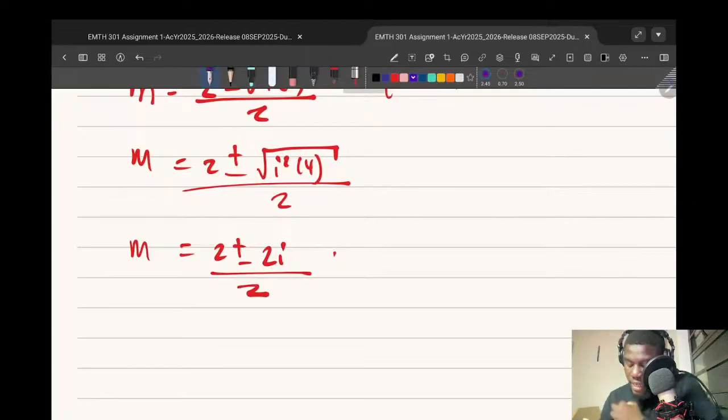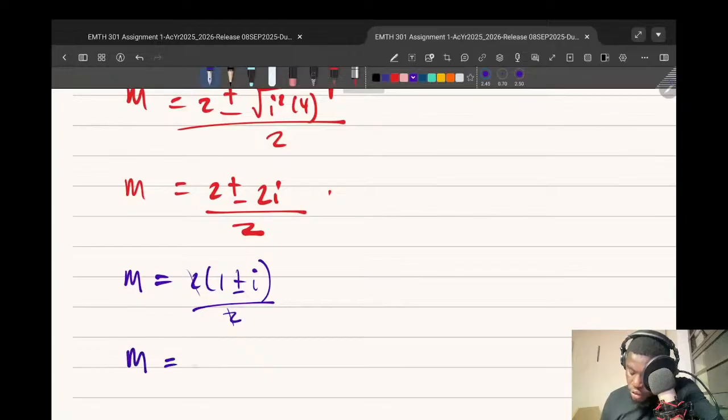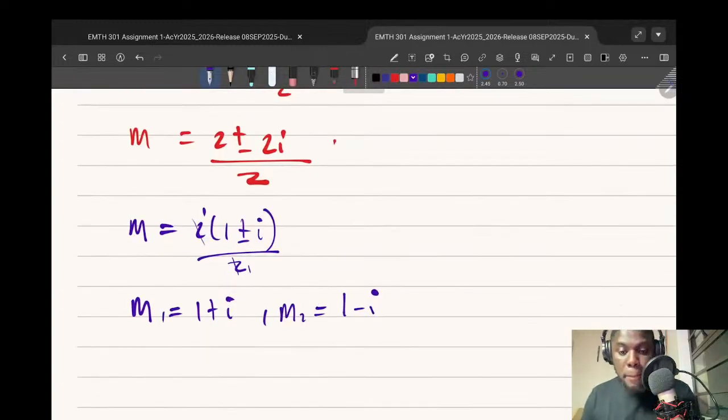Which, if we factor out 2, would say m is equal to 2 comes out. We remain with 1 plus or minus i all over 2. 2 into 2, they cancel. So we can now have m1 is equal to 1 plus i. Then m2 is equal to 1 minus i. And we have the two solutions for m.